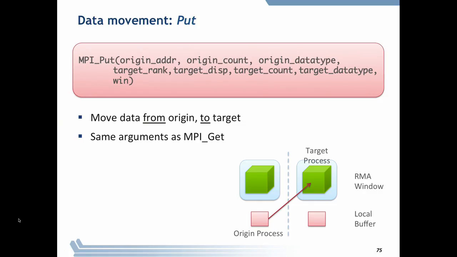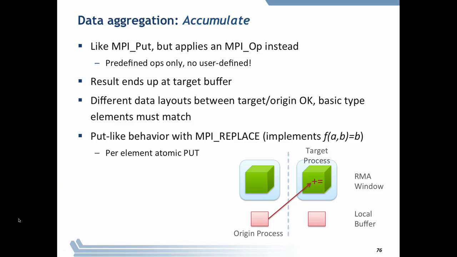Put is just the reverse, but again, it has the same sort of arguments. So you describe the memory on the origin process, the process that is making the call, and then where the data is going to go on the target process. So we have a target rank, displacement, where in that memory region, and then the count and data type.